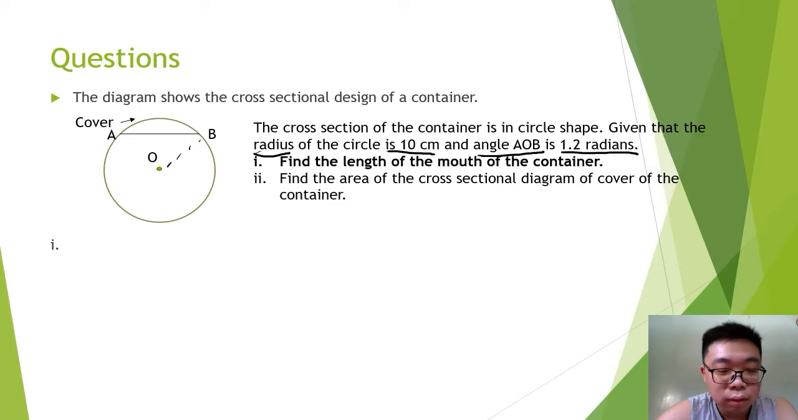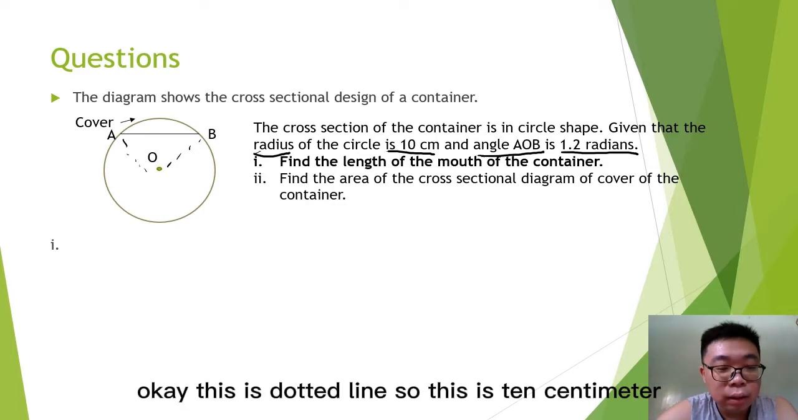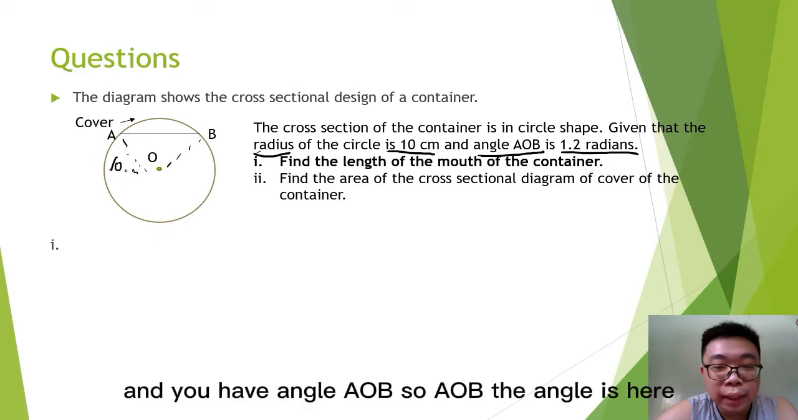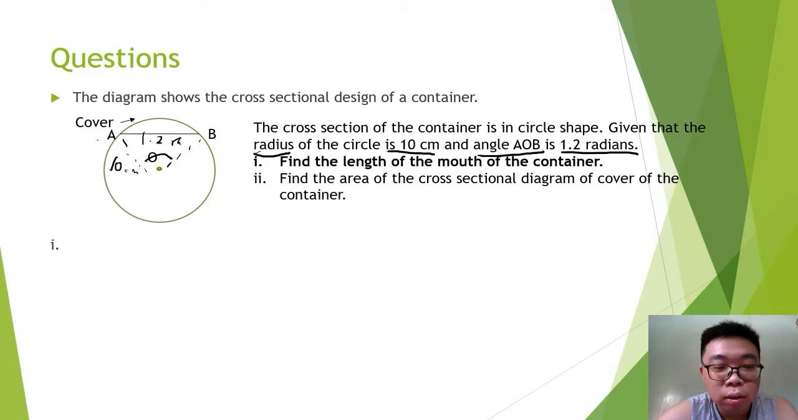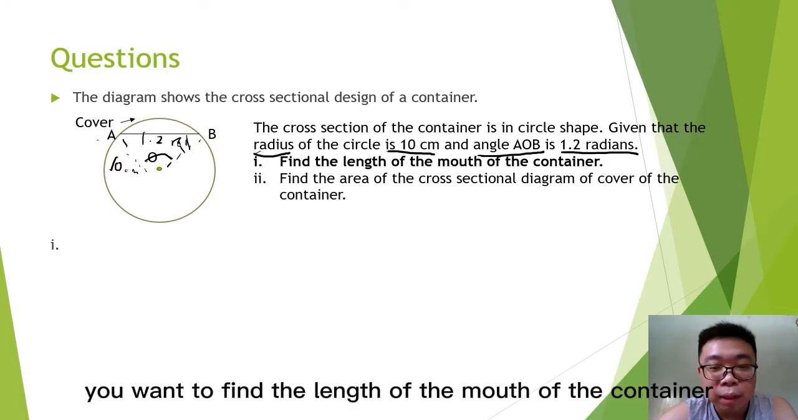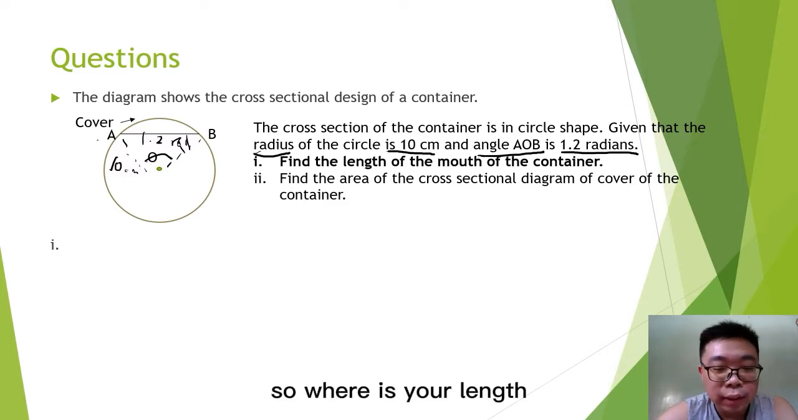Okay, this is the dotted line. So this is 10 centimeter, and you have angle AOB. The angle AOB is here, 1.2 radian. So the first question, you want to find the length of the mouth of the container. So where is your length? Your length is at this place.